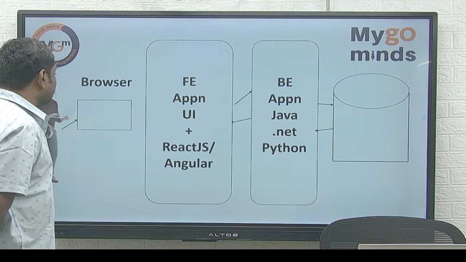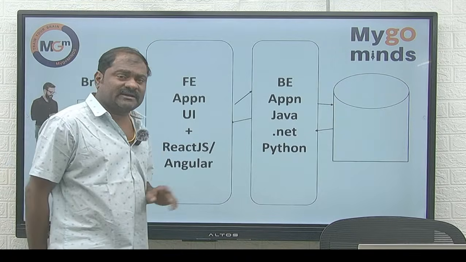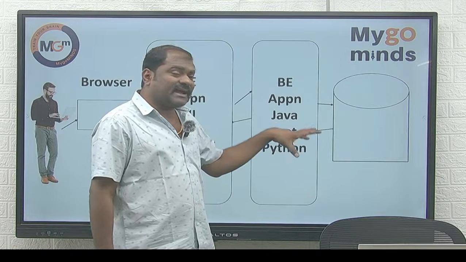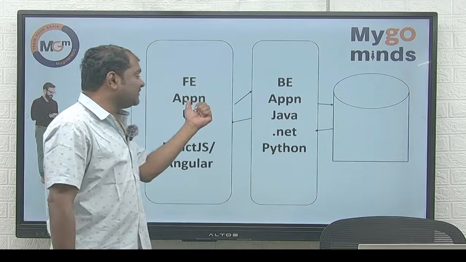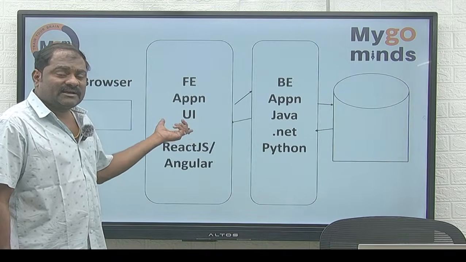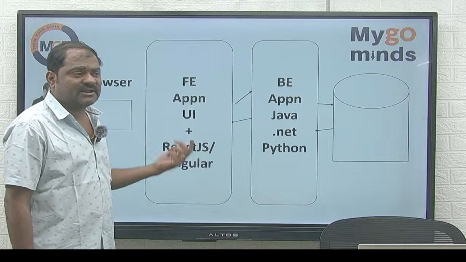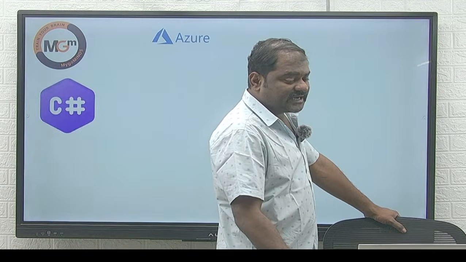A browser or mobile will interact with the front end. The front end will communicate with the back end. The back end will communicate with the database, collect that data, convert the data into JSON, and send that JSON data to the front end. The front end will render that data inside the HTML, and that output will be displayed where? In the browser. So today there is a good demand for full stack developers.